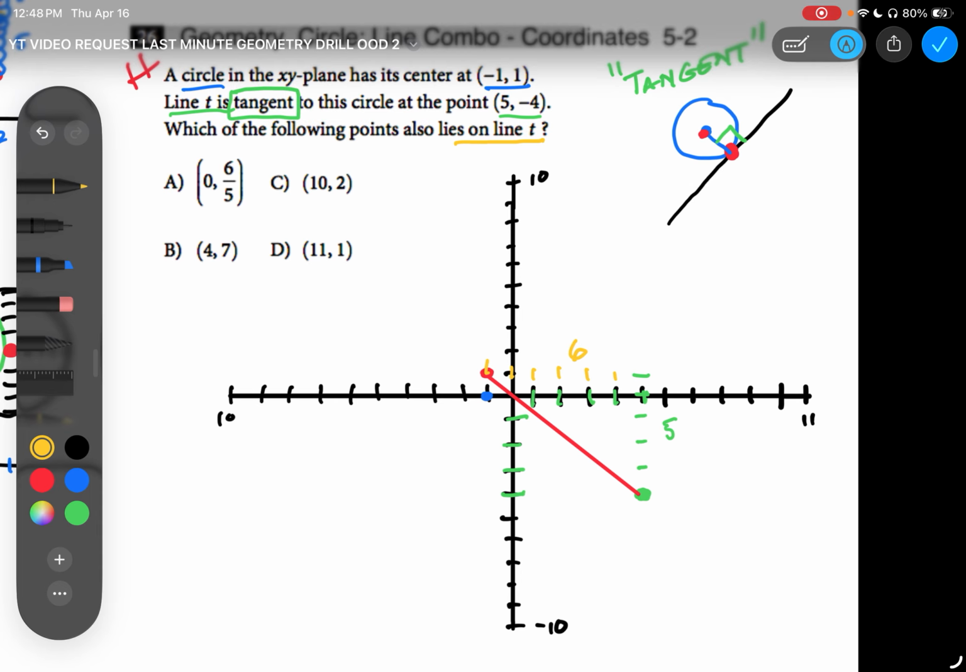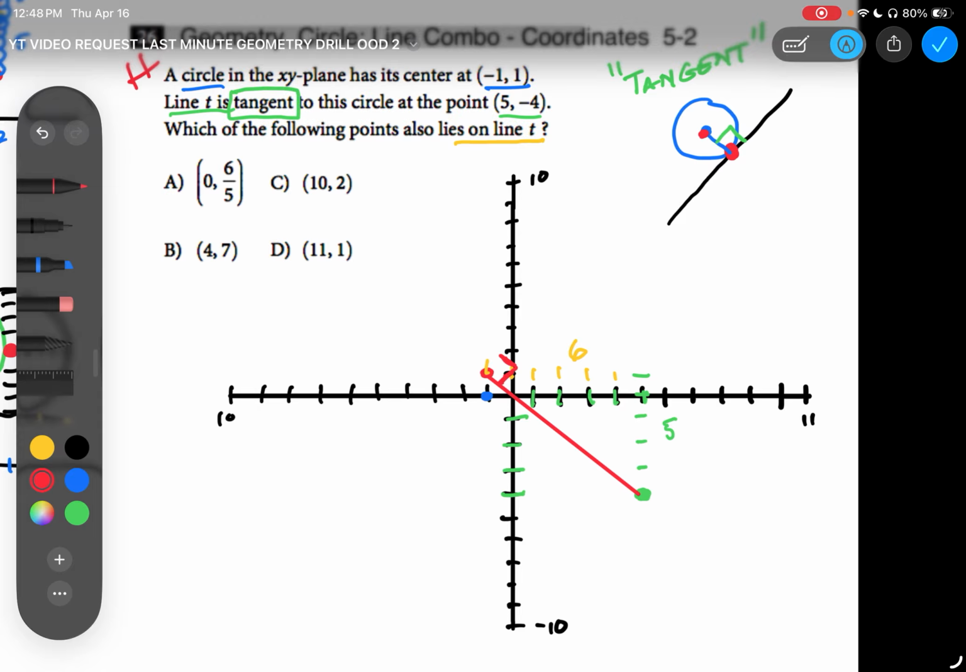All right. Now, if I wanted to figure out the other point where I create a 90-degree angle with this particular radius and the center, because I want to find the next coordinate point, that would be the radius right above my green dot.